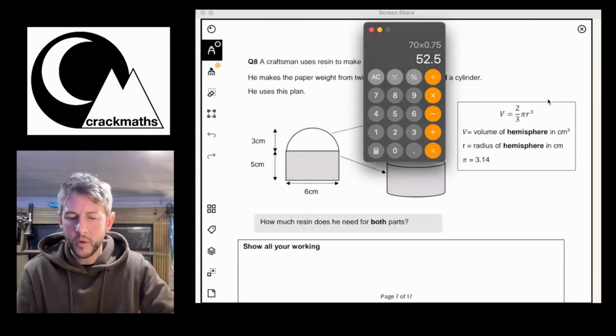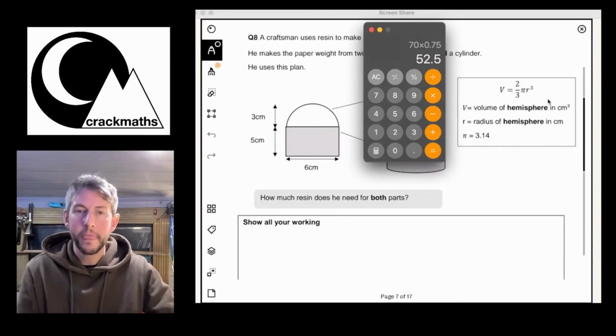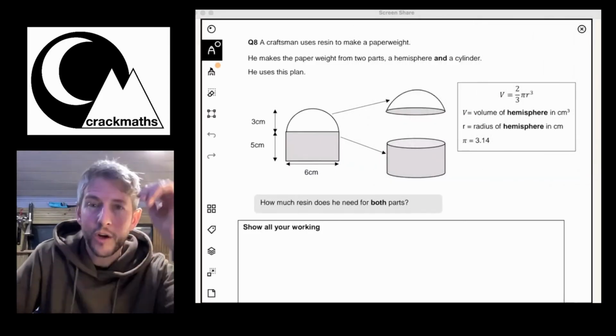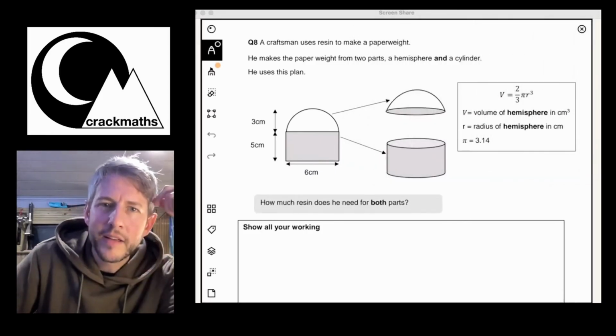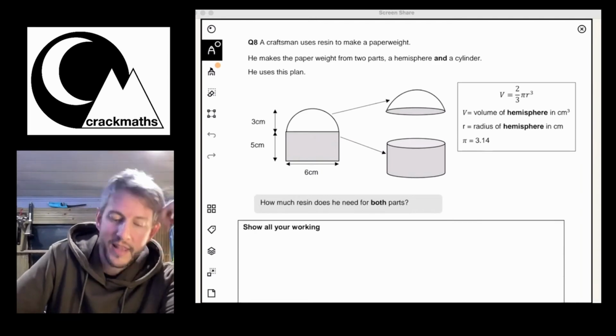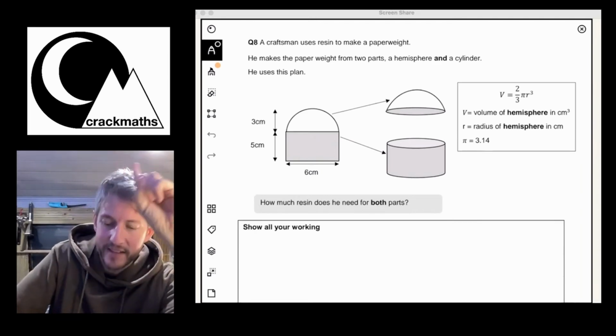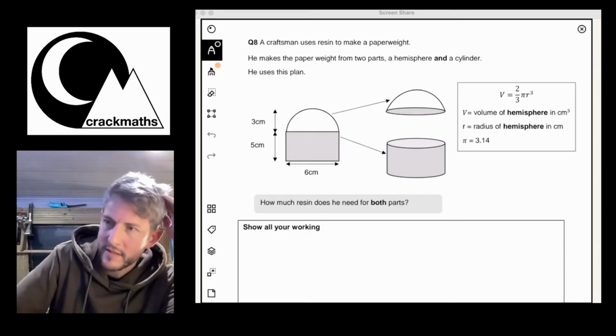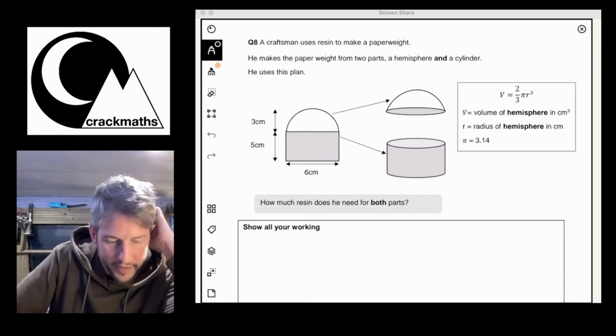Right, here we've got question 8, and it says here, a craftsman, let me remove my calculator. A craftsman uses resin to make a paperweight. He makes a paperweight from 2 parts, a hemisphere and a cylinder. He uses this plan. How much resin does he need for both parts? Show all of your working out.